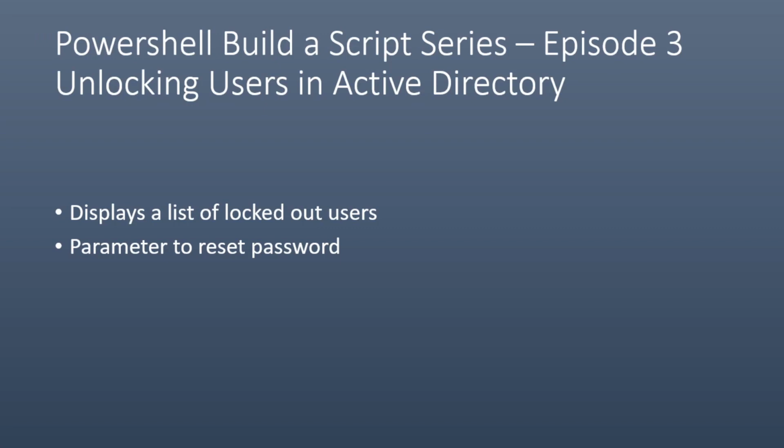In this video, we're going to be looking at unlocking users in Active Directory, which should be a fairly easy script to put together. This is episode 3 in my PowerShell Build a Script series. What we're going to do is take the different cmdlets that go along with unlocking a user, things like doing the actual unlock, resetting the password, setting the user account so they have to change the password the next time they log in, and basically just build a script out of it to simplify it.